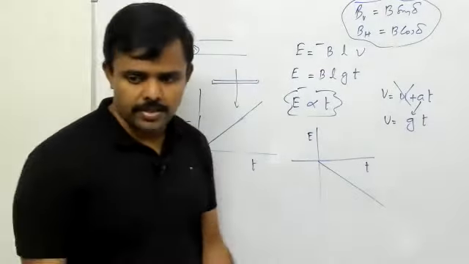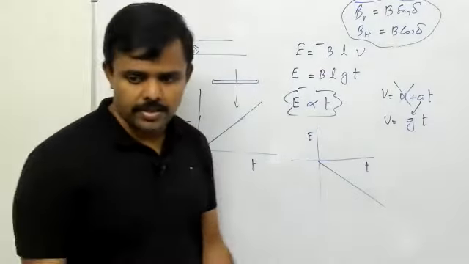Question number 10. A jet plane is traveling towards west at a speed of 1,800 km per hour. So velocity is 1,800 into 5 by 18. 18 and 18 are cut, so you get 200 into 5. That is 1,000 meter per second. So the jet plane is traveling at a speed of 1,000 meter per second. What is the voltage difference developed between the ends of the wings having a span of 25 meters?